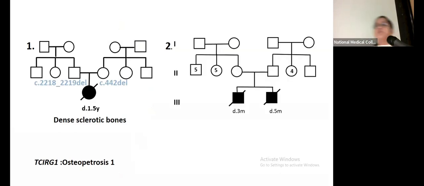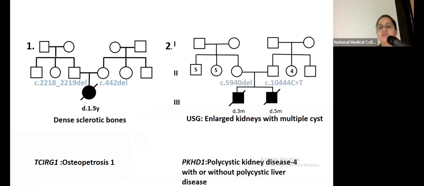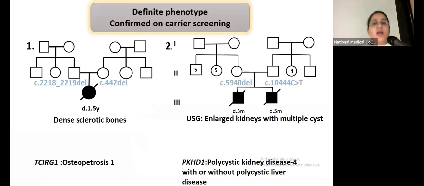In the second case, they had a history of demise at 3 months and 5 months. All the parents could tell us was that the ultrasound showed that the kidneys in the children were enlarged and had multiple cysts. This is a very common presentation of polycystic kidneys, and exome sequencing was done. They were found to have a pathogenic variant in the PKHD1 gene, which leads to polycystic kidney disease with or without polycystic liver disease. So a definite phenotype was confirmed in carrier screening in these 2 cases.